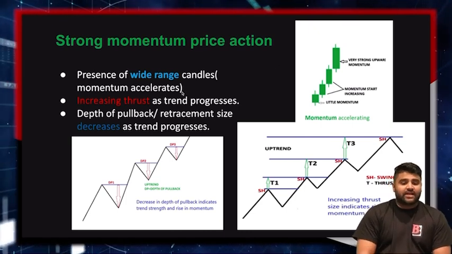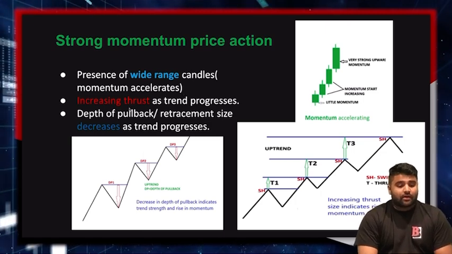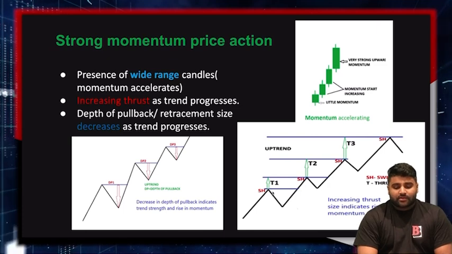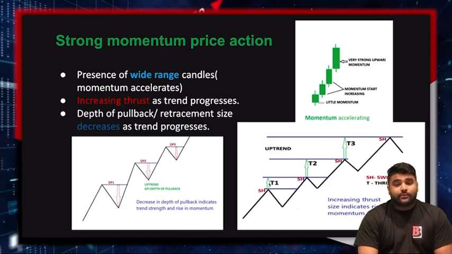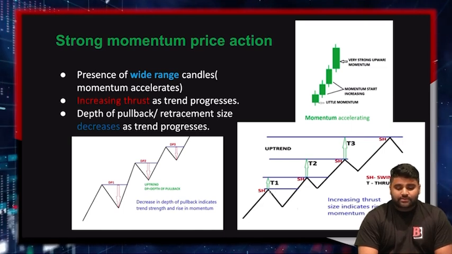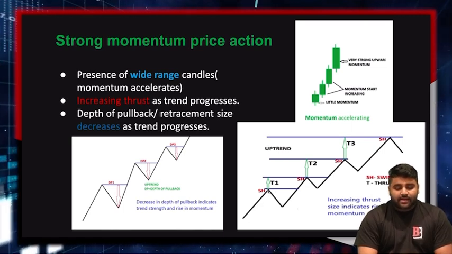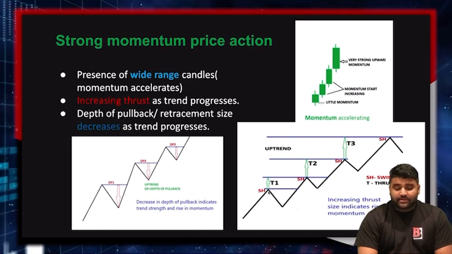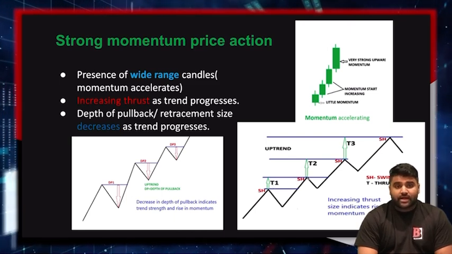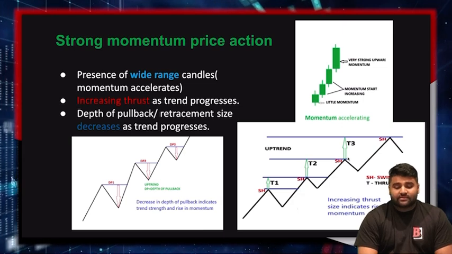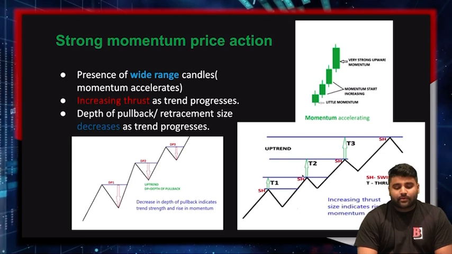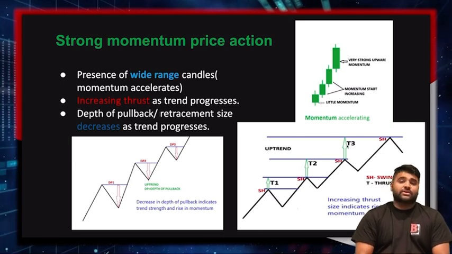And the next sign that you want to keep an eye on is increasing thrust as the trend progresses. So thrust is nothing but the distance between swing highs in a trend, right? You can see in this chart we have swing highs and swing lows, and T1 represents the distance between swing high number 1 and swing high number 2. T2 represents the distance between swing high number 2 and 3, and T3 represents the distance between swing high 3 and 4. You can see here that as the trend progresses, the distance between the swing highs continues to increase, right?